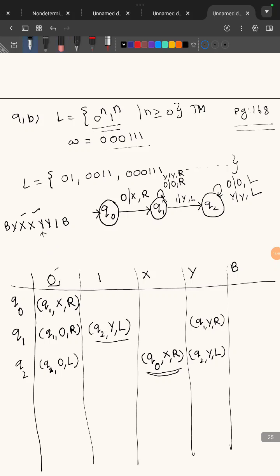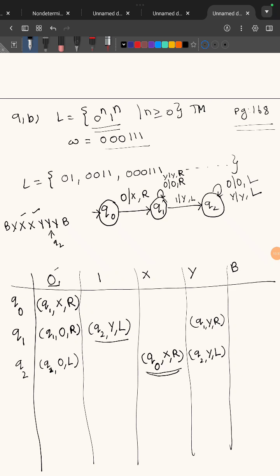So here will be your Q1. Q1Y, what we will do? We will keep on moving towards the right until and unless we are finding the 1. So basically it will come to this Y, then it will come to this one. Okay, so we are in the state Q1. What we will do? We will replace the 1 with Y and we will move the pointer towards the left hand side, okay, as Q2.